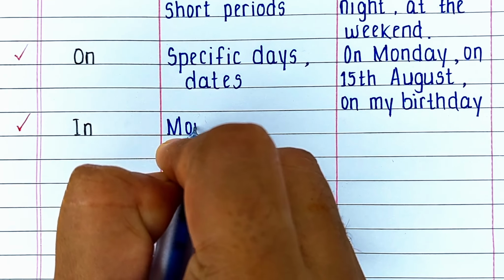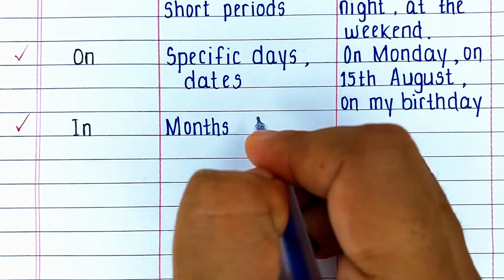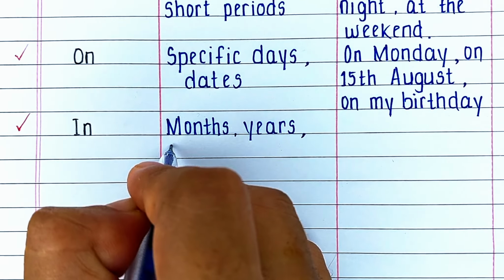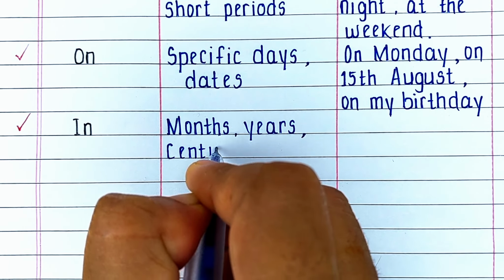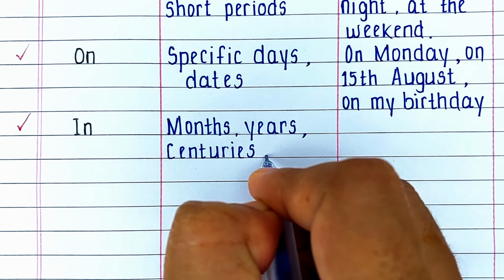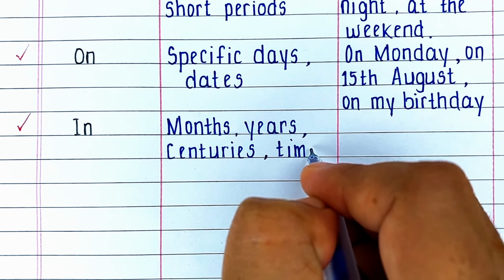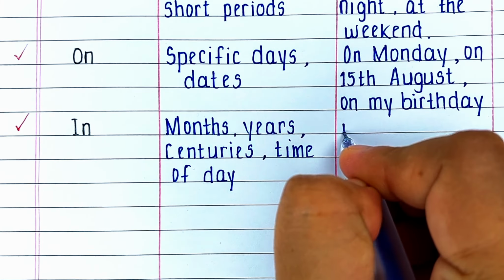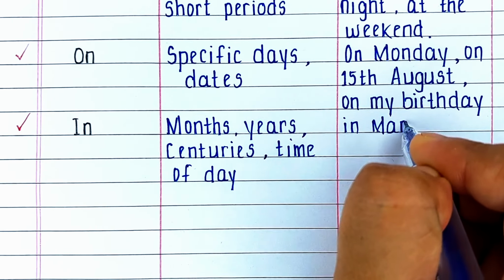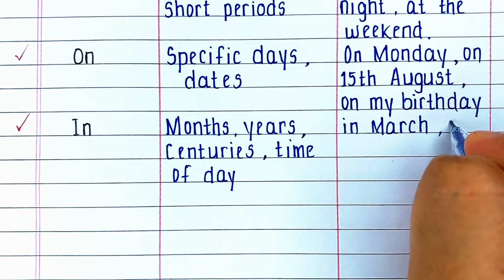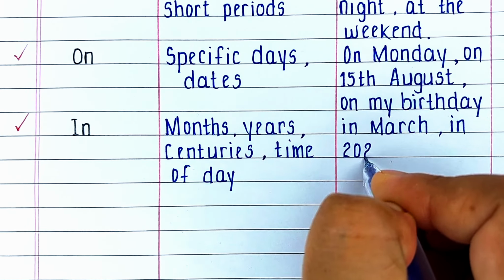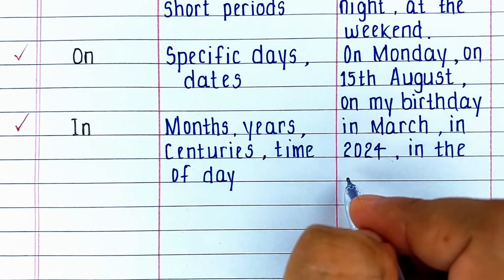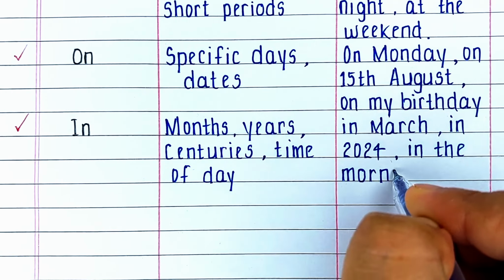Next preposition of time is in. In is like a container of time. It is used to indicate months, years, centuries, or time of day. For example, in March, in 2024, in the morning, like this.